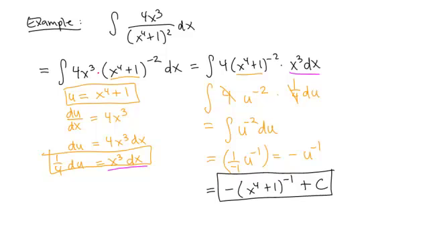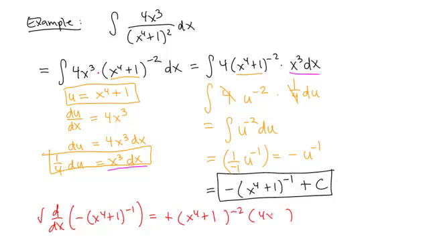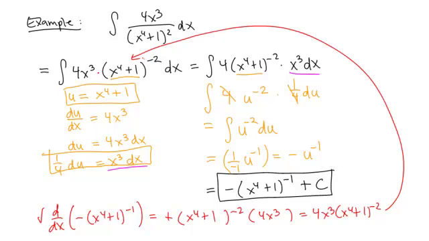By way of checking our answer, let's just take the derivative. And one of the things we should note is that right off the bat, we're going to use the chain rule on this. The derivative of negative blank to the negative 1, well, the negative comes along for the ride. The derivative of blank to the negative 1 is negative blank to the negative 2 times the derivative of the blank. The blank was x to the fourth plus 1. The derivative of that is 4x cubed. And so we end up with 4x cubed times x to the fourth plus 1 to the negative 2. And that's exactly our original integral.